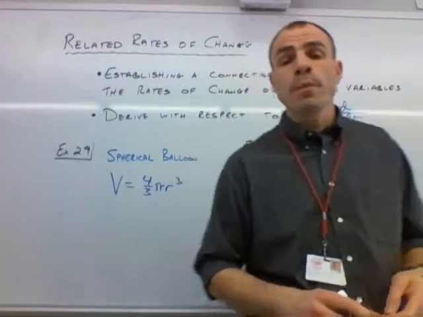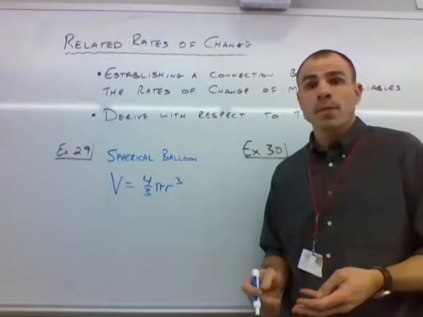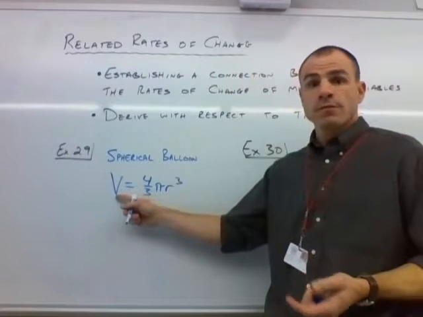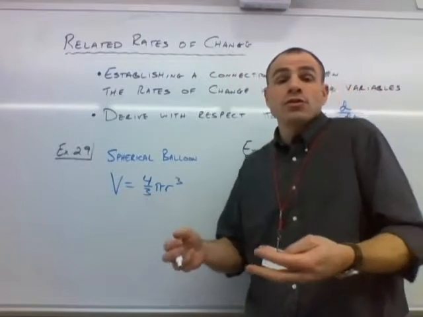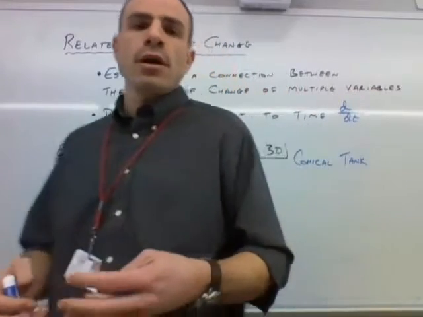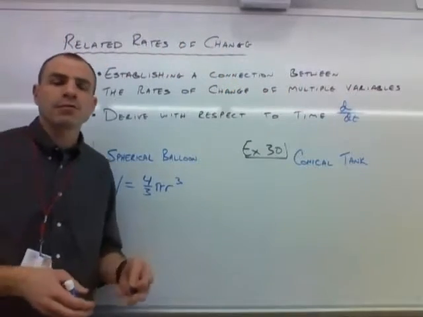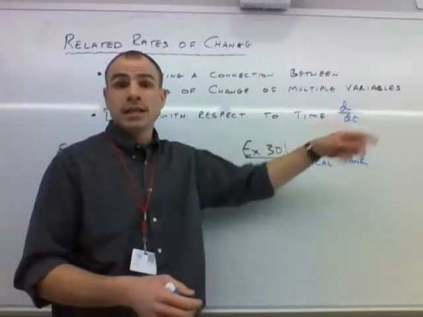Now what we're going to do is we're going to derive this with respect to time. Okay, there's two variables here, volume and radius. Right? 4/3 and pi, those are just coefficients. So they're going to be derived, but they're not variables. So we don't have to worry about doing the whole d/dt to those things.